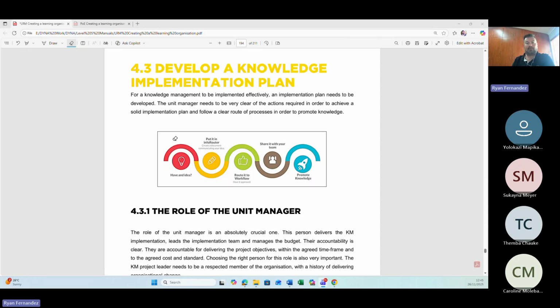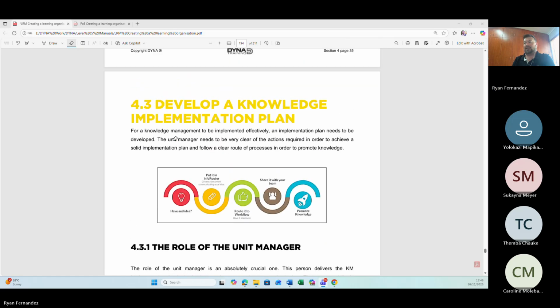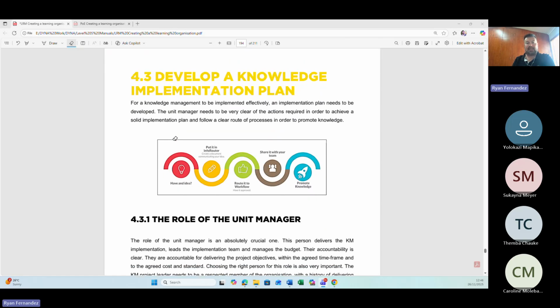All right, team, we're going to pick it up again on section 4, page number 36. And it is entitled Developing a Knowledge Implementation Plan.